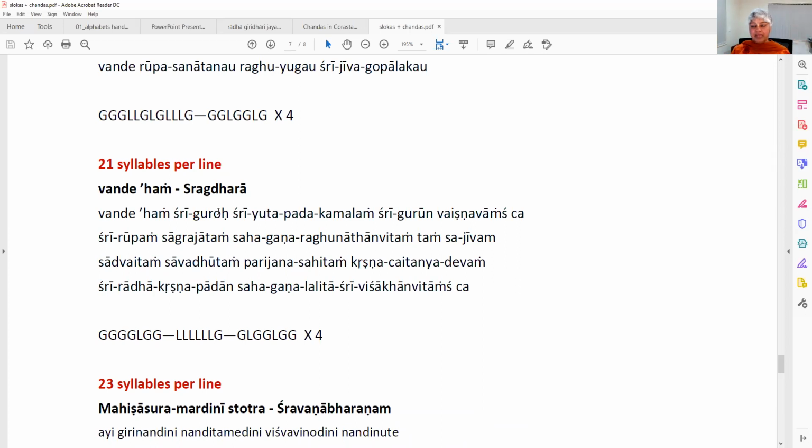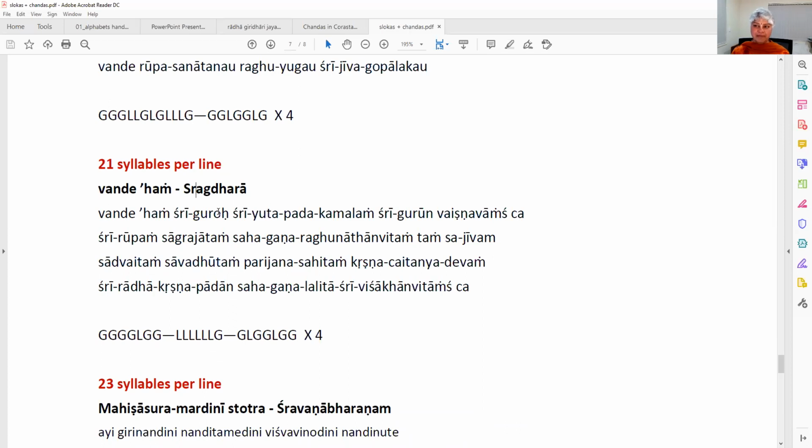Vandeham Shri Guru Shri Yutapada Kamalam Shri Gurun Vaishnavamscha Shri Rupam Sagrajatam Sahagana Raghunathanvitam Tam Sajivam Sadvaitam Savadhutam Parijana Sahitam Krishna Chaitanya Devam Shri Radha Krishna Padam Sahagana Lalita Shri Vishakhanvitamscha.